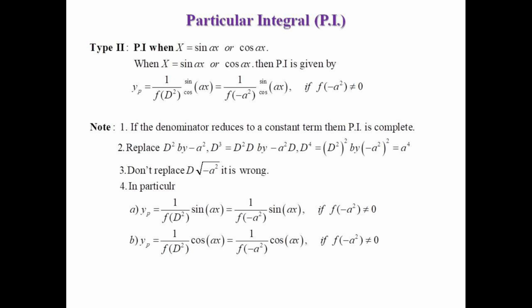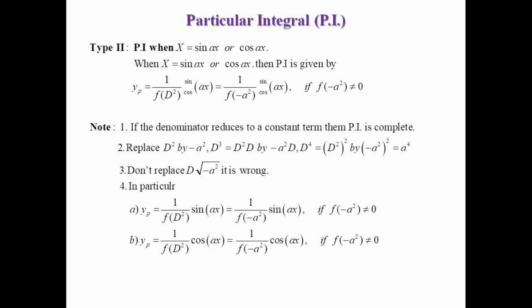So above is the formula, type number 2, for finding the value of the particular integral. 1 upon f of D square, sine of ax, is equal to 1 upon f of minus a square, sine of ax, and this is possible only when the value of the denominator term f of minus a square is not equal to 0. Similarly, 1 upon f of D square, cos of ax, equals 1 upon f of minus a square, cos of ax. Again, this is possible only when the value of the denominator is non-zero.